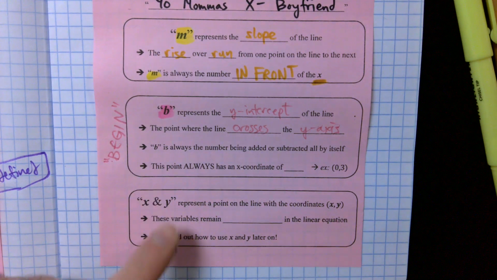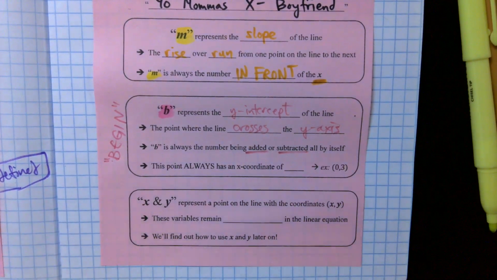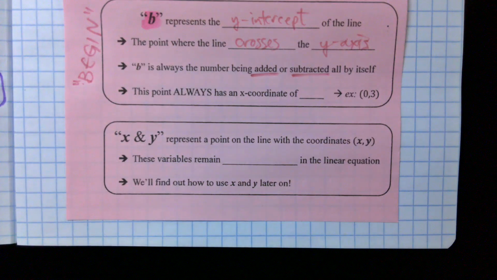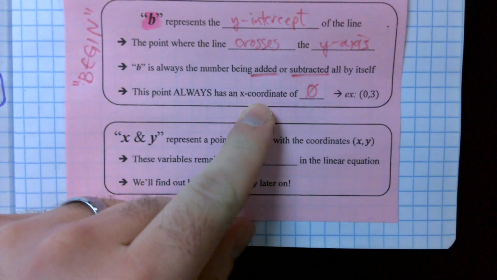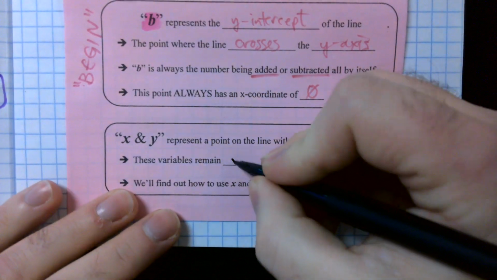Now this point's always going to be by itself. We're going to see it being added or subtracted on the end of my equation. Now sometimes they'll try and flip it around and switch us up. We're not going to fall for it though. We're too smart for that. And it always has an x-coordinate of 0. For example, this point right here, (0, 3). Always what my b value is going to look like, (0, something). So the m and the b are going to look like numbers. The x and the y are just going to stay as x and y. They're going to remain variables in the equation.